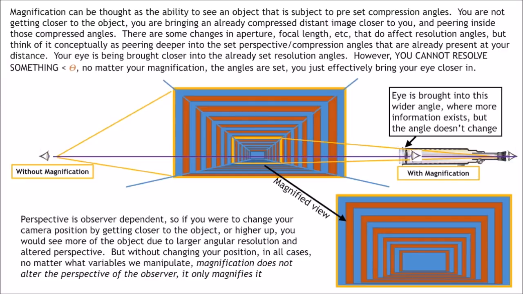Essentially, the eye is brought into this wider angle where more information exists. It hasn't compressed yet to that acuteness that it reached towards the back, but the angle itself doesn't change. The two rays are still at the same angle coming in. You just brought your eye into the less compressed aspects of that angle.